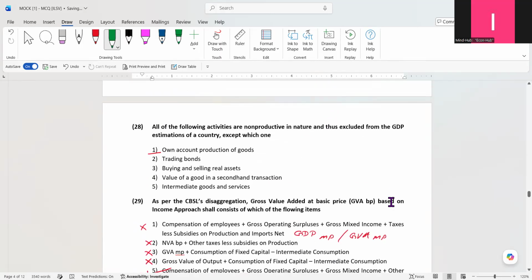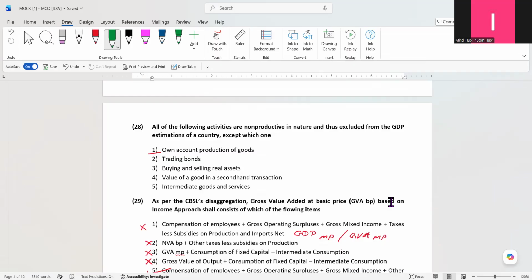28. All of the following activities are non-productive in nature and thus excluded from GDP estimations of a country, except which one? Correct answer number 1, on account production. On account production is included in the GDP. It is not excluded from the GDP. For example, the part of the harvest that is retained by a farmer for his or her consumption is included in the GDP. We give an implicit value and try to include it. On account production is included.